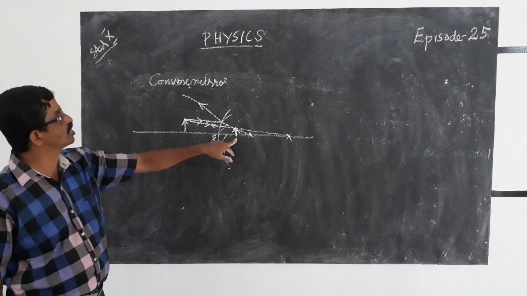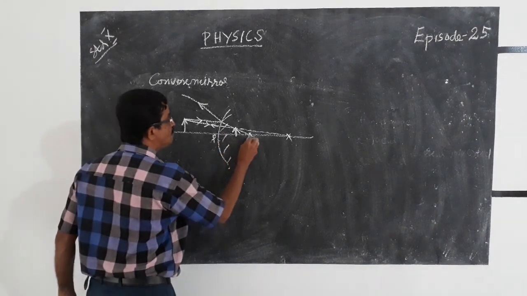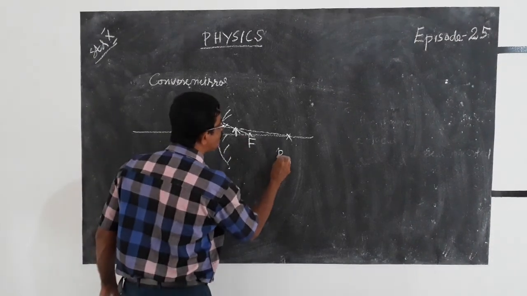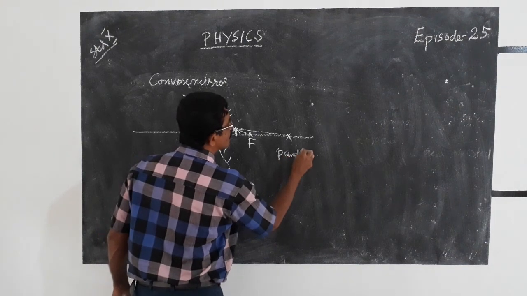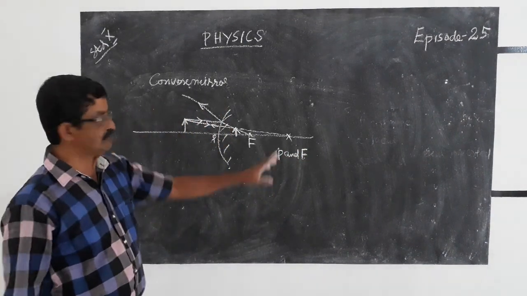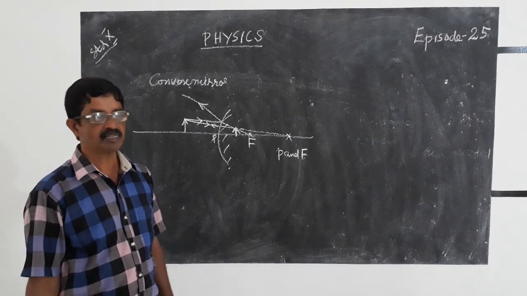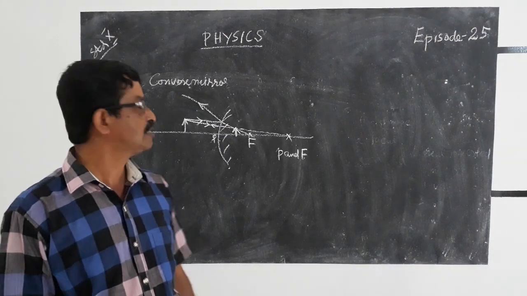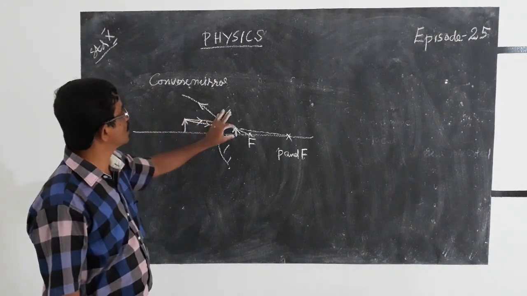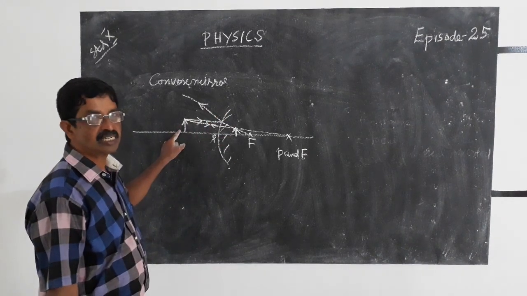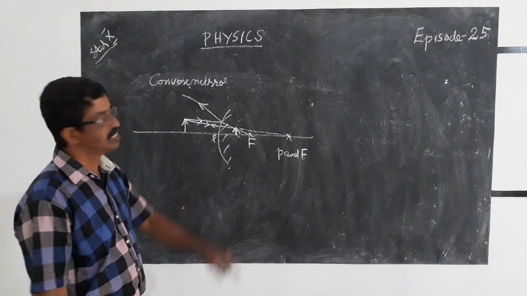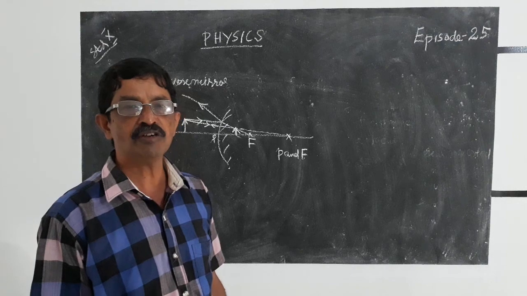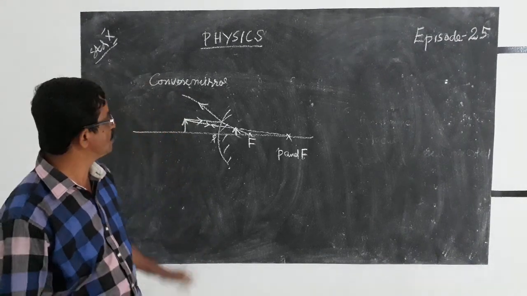Where is the position of the image? The position of the image is in between P and F. There we got the image. Then see the size of the image. Is it bigger or smaller than the object? The image is smaller. That means we got a small, diminished image.